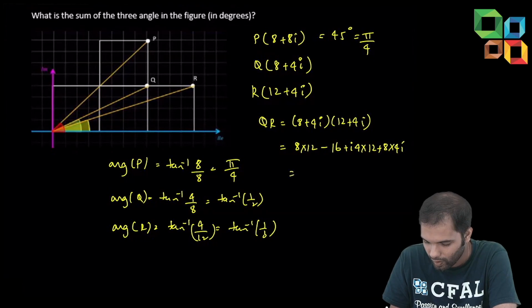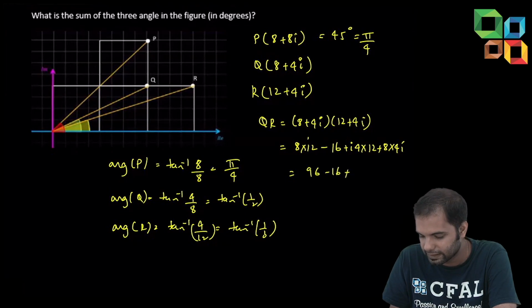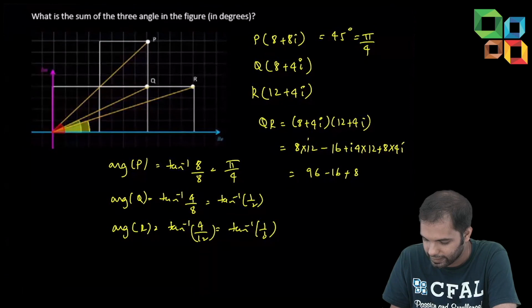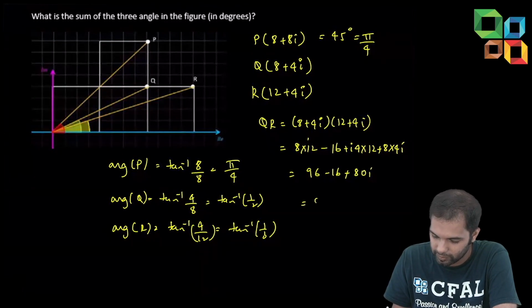Agreed. 8 into 12, let's just multiply and keep now. 8 times 12 is 96, minus 16. This is 4 into 12 plus 8 into 4, so you can write 4 into 20 or 80. Can you see the complex number is nothing but 80 plus 80i?